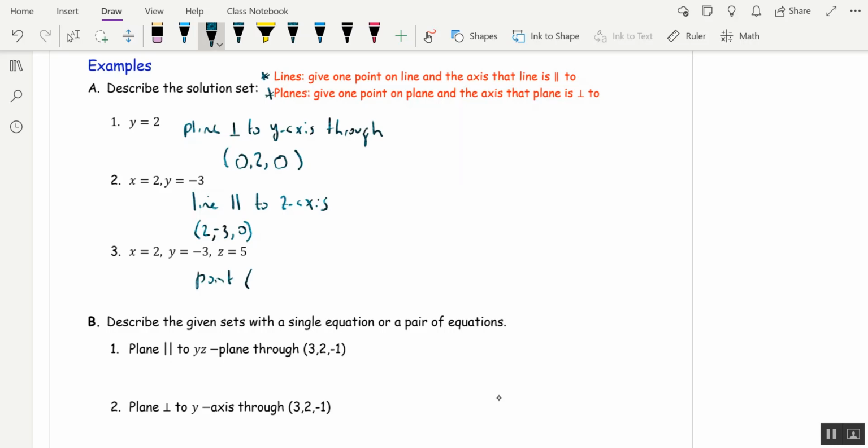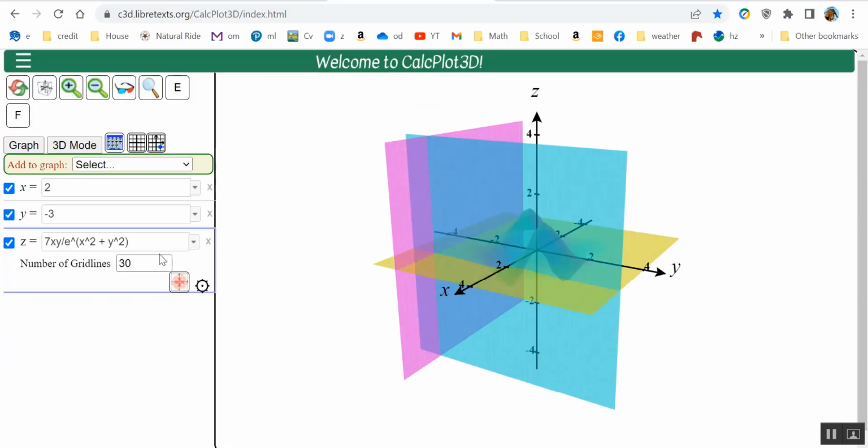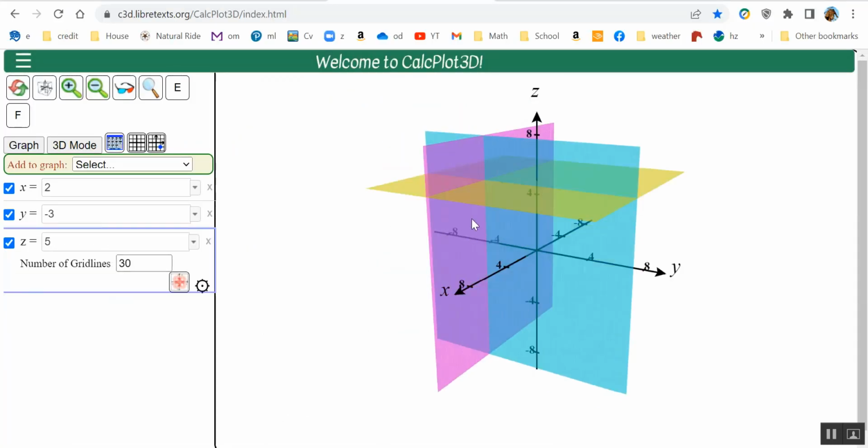This is simply a point, and it's the point (2, negative 3, 5). And what's happening there is I'm taking the 2 planes, x equals 2, y equals negative 3, and I'm intersecting with a third plane, z equals 5. And there's the plane z equals 5 there, and you can see the 3 planes intersect in a single point.